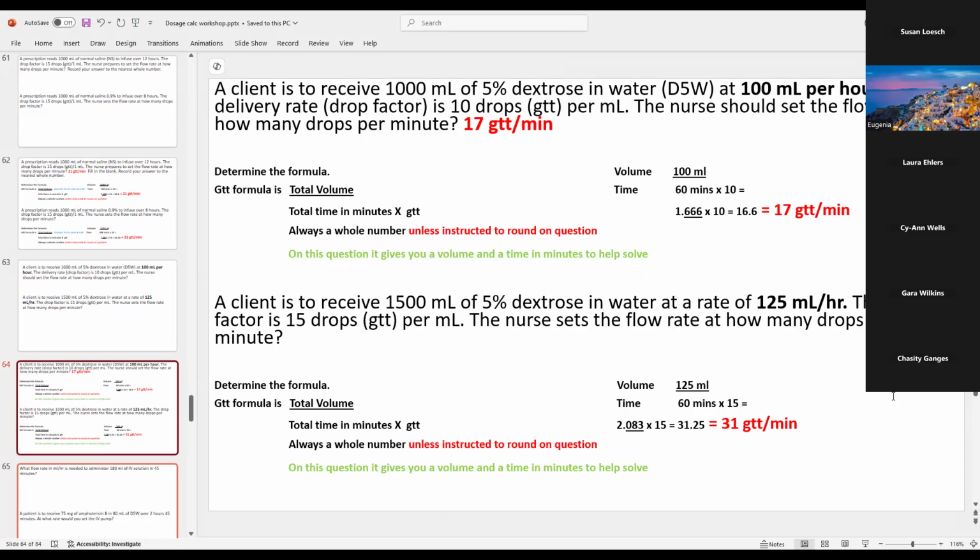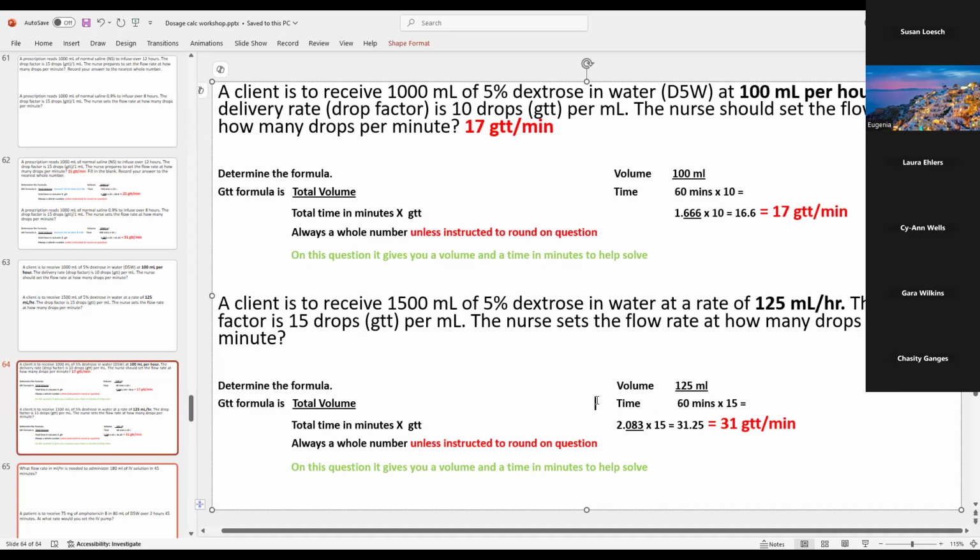On this one, I showed you the cheat way only. On the bottom, but on the top, I think I showed you only the cheat way on the top too. But I also put a little note on there for you that on this question, because it gives you a volume and a time in minutes, you can use that to solve. What you have to see is that this 125 per hour is equal to 125 over 60 minutes. Anybody struggling with that at all?